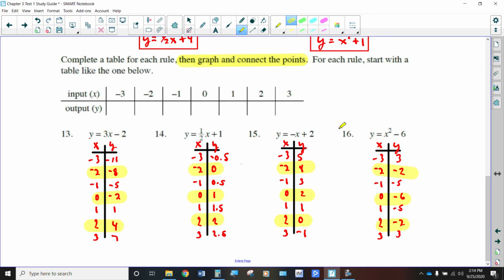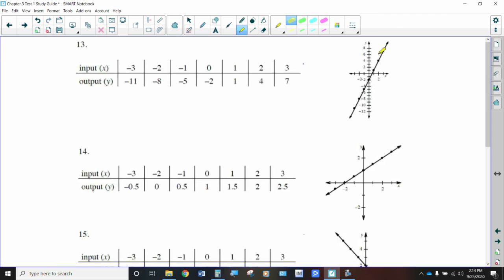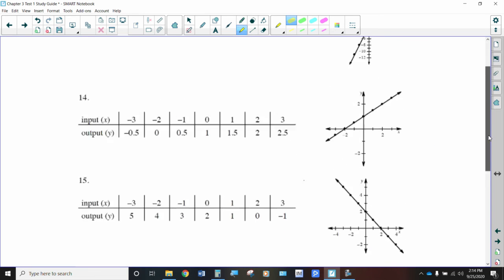If you want to look at this a little bit more, go ahead and pause. Otherwise, let's move over to the next page. And this is what the graphs would look like. Okay, so here are all of the tables written in a horizontal kind of an array.